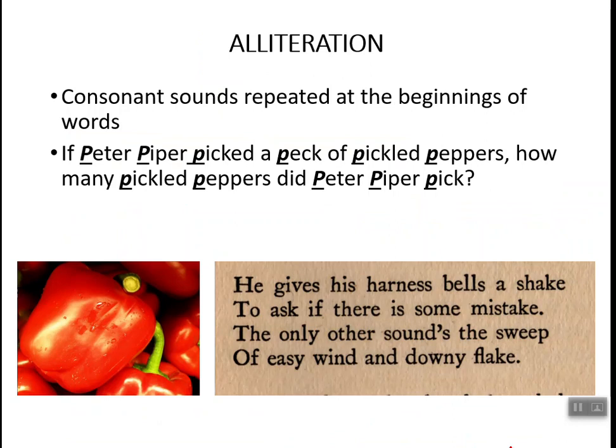This is from the Snowy Woods poem. So he gives his harness bells a shake. His harness, that's the repeated consonant there, H and H. To ask if there is some mistake. The only other sounds, the sweep of easy wind and downy flake. We've got sort of alliteration here, broken up by the, but close enough, right? So two places in Stopping by Woods on a Snowy Evening where we have alliteration, and they both take place in that same stanza.